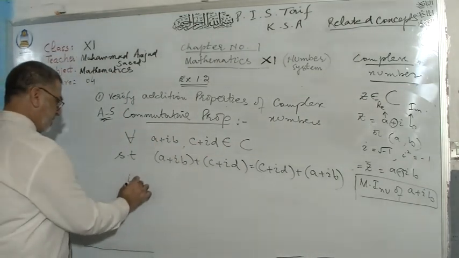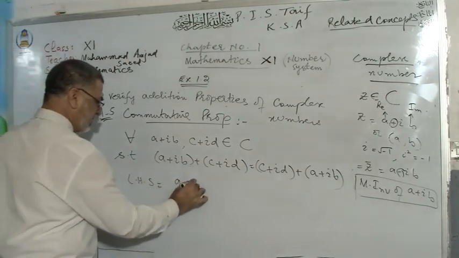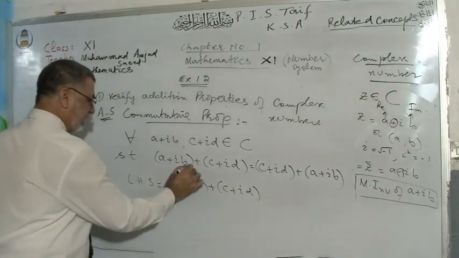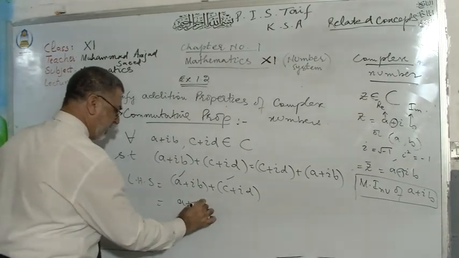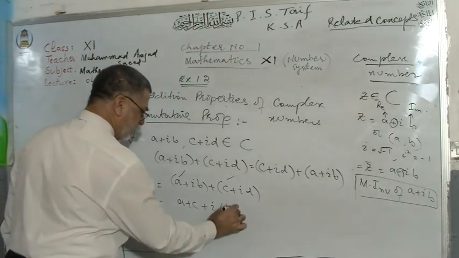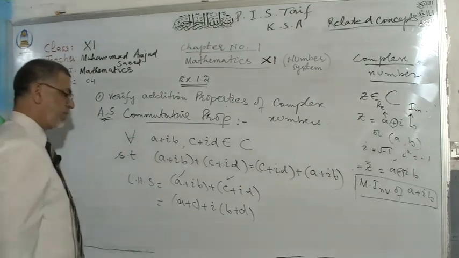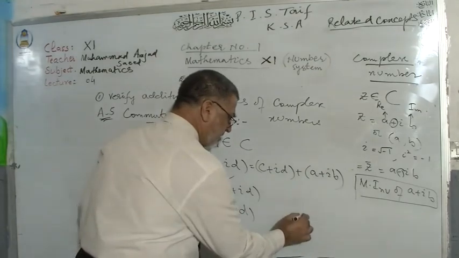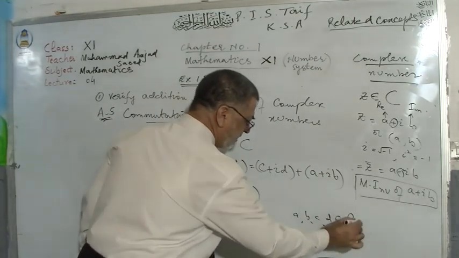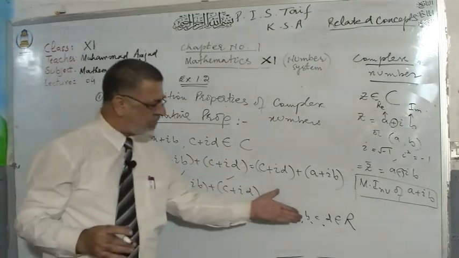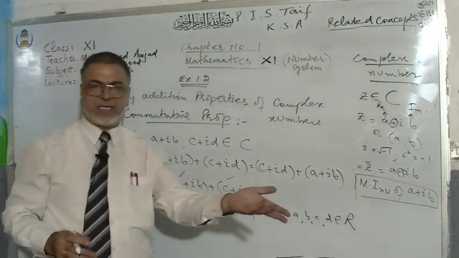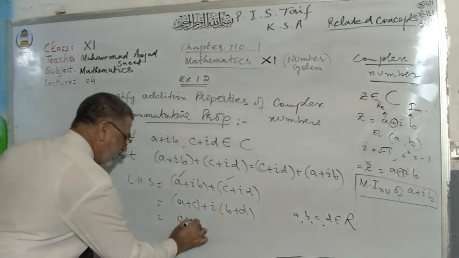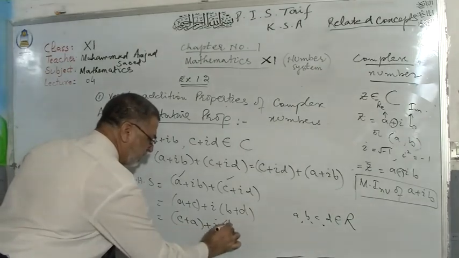Taking left hand side, a plus iota b, c plus iota d, real and real, add them: a plus c plus iota b plus d. Remember that a, b, c, d, they are real numbers, from set of real numbers. And you know that in case of set of real numbers, a plus c is equal to c plus a; 5 plus 6 is equal to 6 plus 5. They are same. So you can write down c plus a plus iota d plus b.